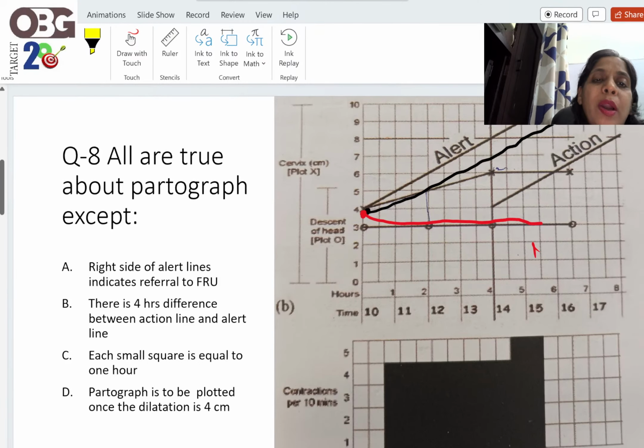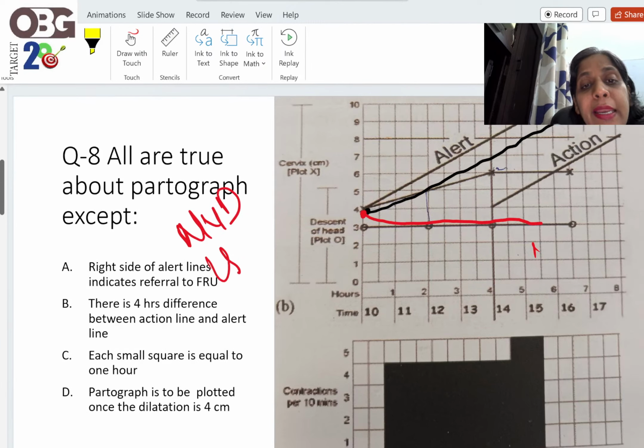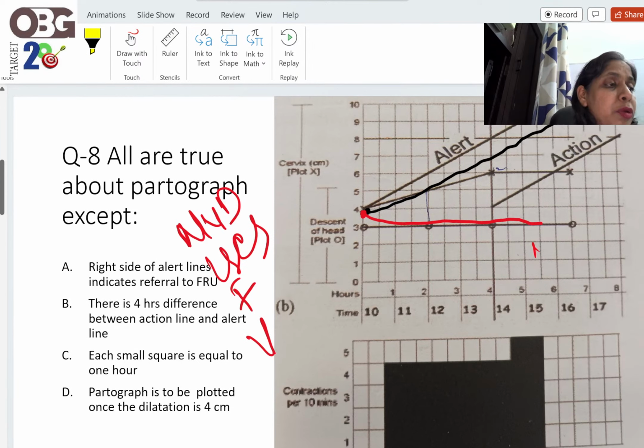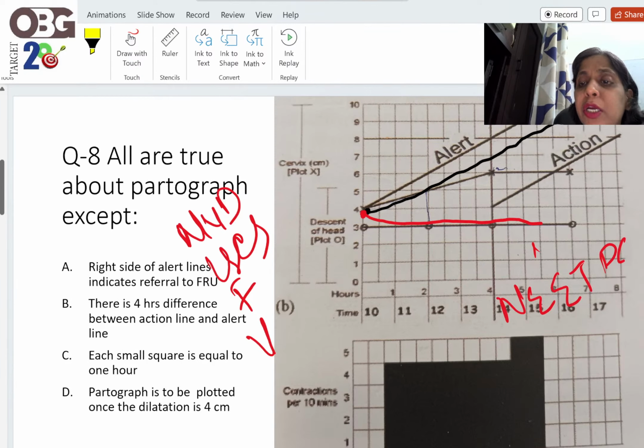Of course, what are the options? It is always written NVD, LSCS, forceps, vacuum. Can you tell me the diagnosis and what is the management? This is the question, recall of NEET PG 2023. Let's see how much we have done.